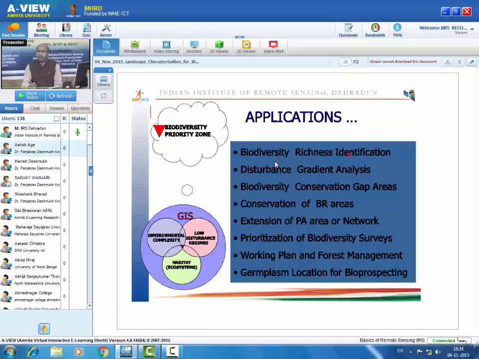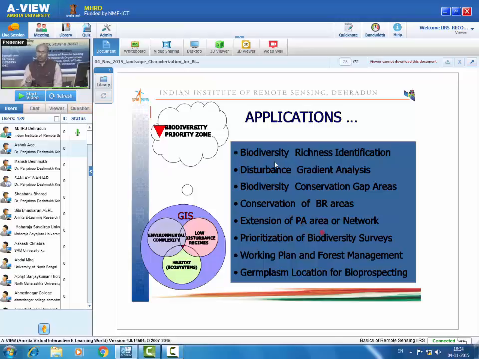This database can be used for different kinds of things. You can use it for biodiversity region identification, gradient analysis, finding the gaps in the conservation areas, and trying to find biologically rich areas. You can also use it for extension of the PA network. Like, you would like to increase the area under protection, but if you do not know which area to be included in that protection, you cannot say. If you know, then you can suggest to the government or the forest department, okay, this area is equally good, so we can do that.